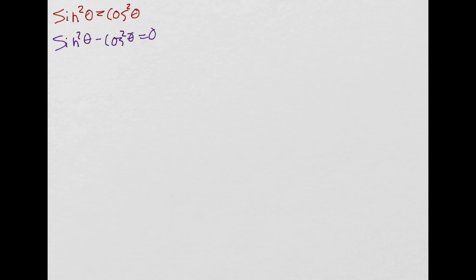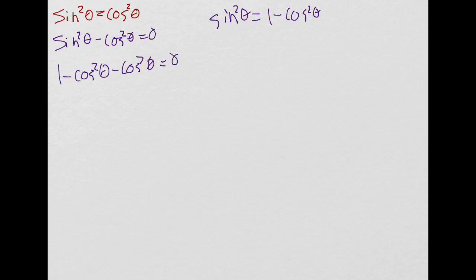And let's use one of our identities to substitute in. I'm going to substitute in for sine squared theta, because I know sine squared theta equals 1 minus cosine squared theta. So I will get 1 minus cosine squared theta minus cosine squared theta equals 0. Sorry, it's getting a little sloppy. But again, 1 minus 2 cosine squared theta equals 0.